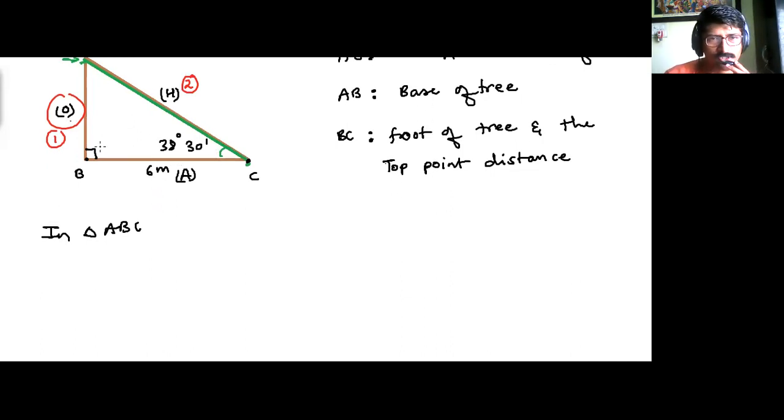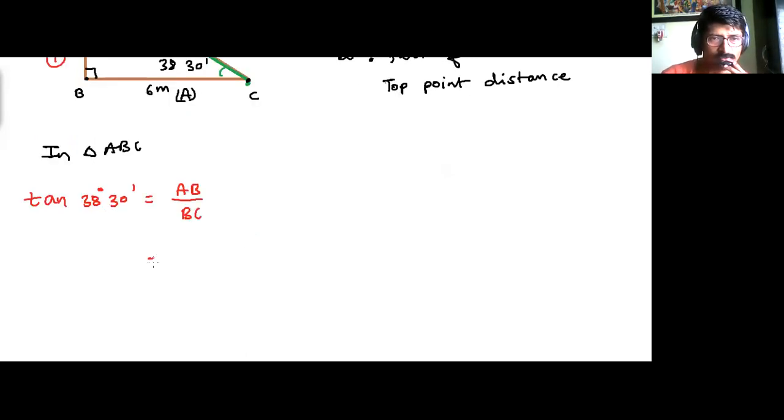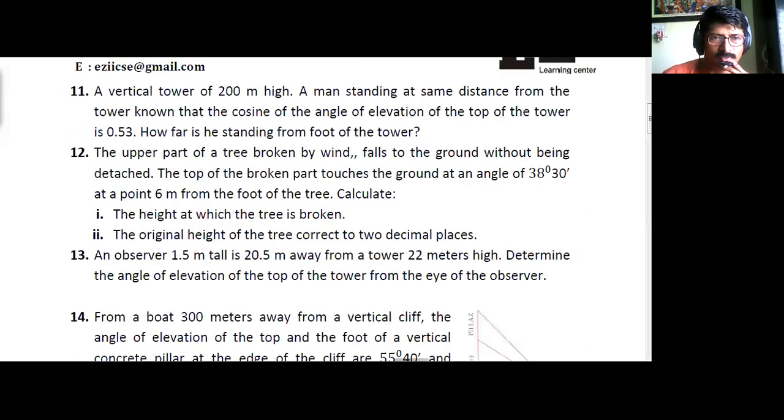I'm going to use opposite and adjacent, so tan ratio I'll use. Are you getting it? So guys, this is the trickiest part of the chapter, I mean, which ratio is to be chosen. So tan 38 degree and 30 minutes is nothing but AB upon BC, which is 6. So what is tan 38 degree and 30 minutes? Just check that out on the tan table. So where is the tan table? The tan table is over here.